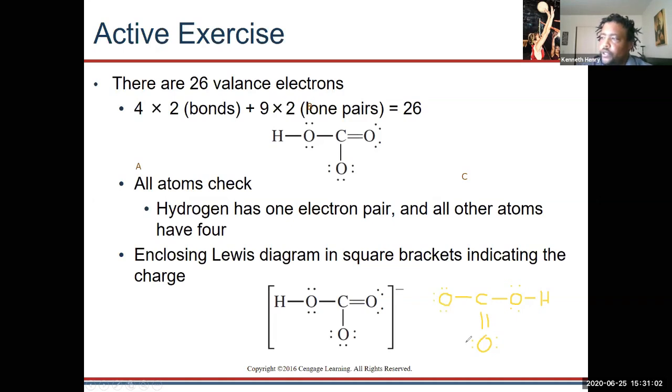Okay, so that's a resonance structure of this guy. You see that? Okay, and now actually let me do it right.